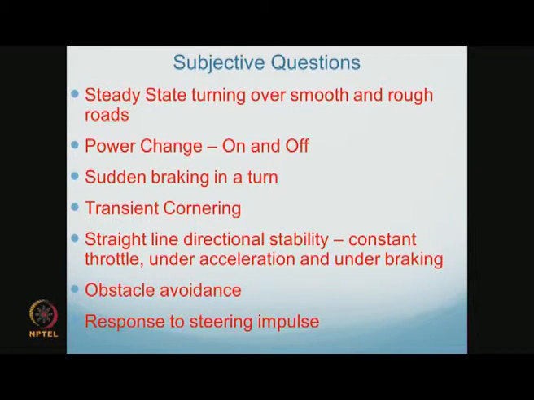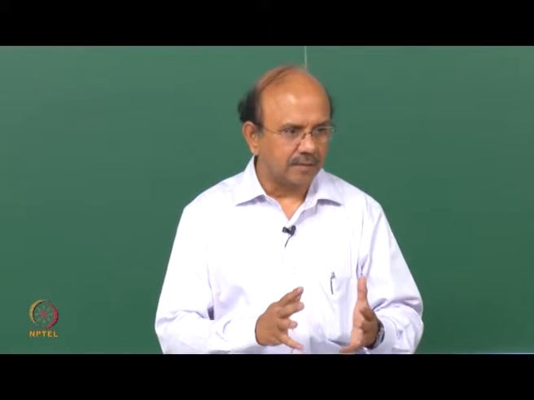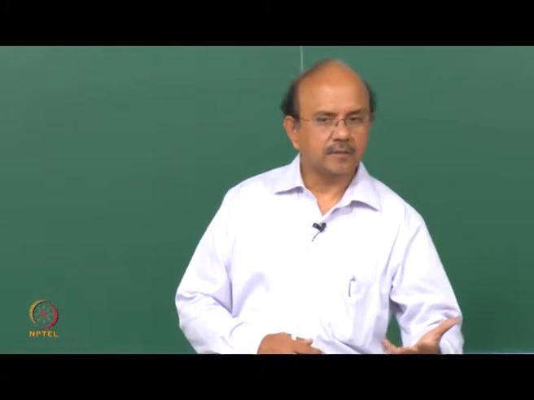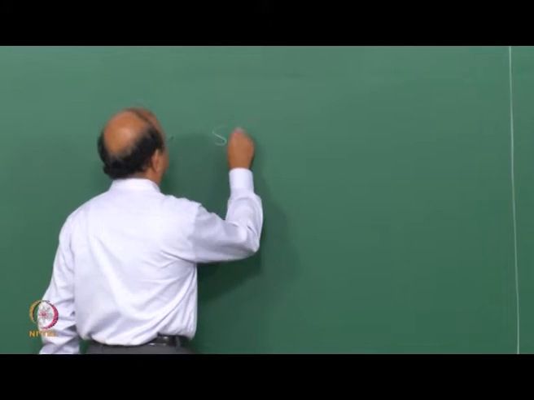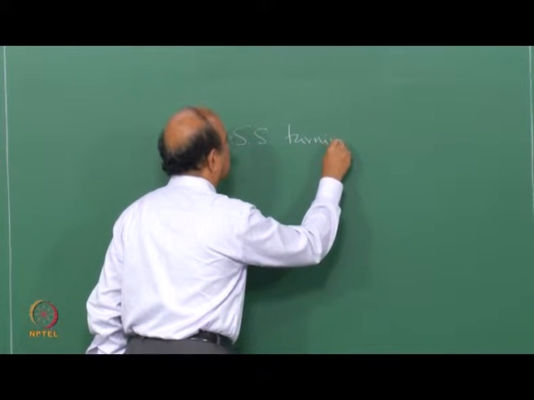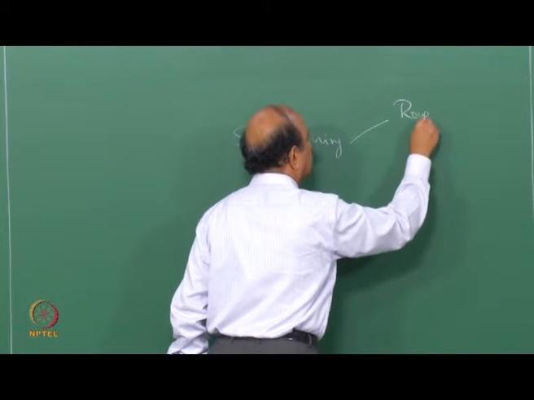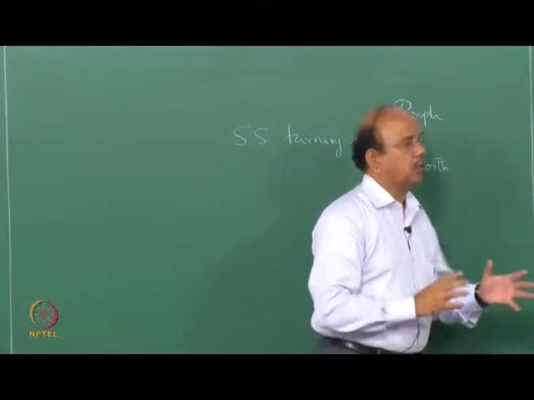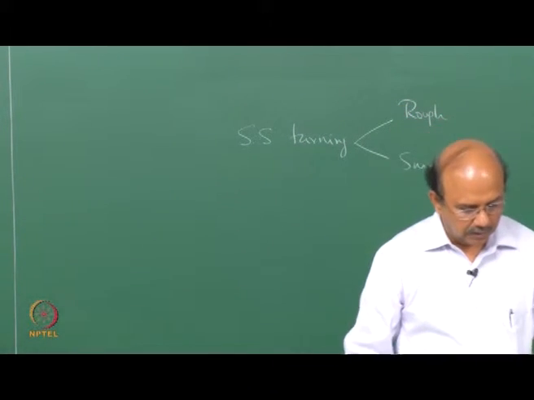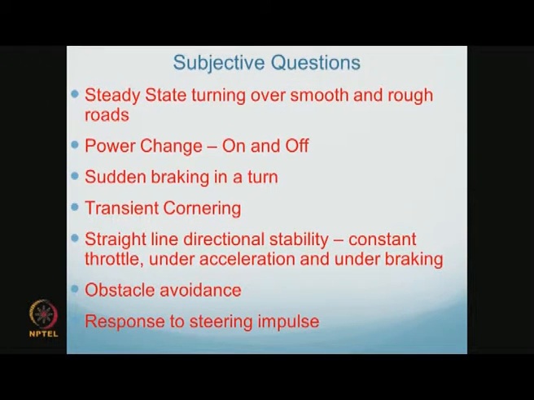For the type of experiments, there are 2 things. A number of experiments were done. For example, steady state turning or steady state cornering is an experiment that was done on a smooth road as well as on a rough road. So you have that steady state turning run on a rough road and on a smooth road. A set of questions was asked in order to determine the cornering behavior.